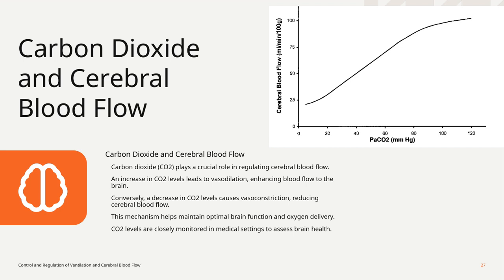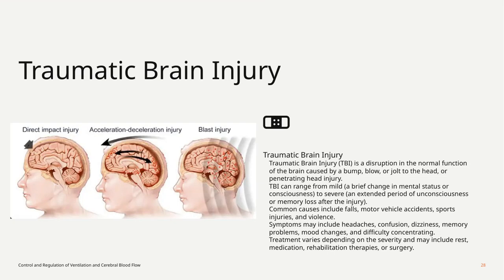On the other hand, if CO2 levels decrease, the vessels constrict or become narrower, reducing blood flow. This mechanism is essential because it helps the brain maintain optimal function and oxygen delivery under different conditions. In medical settings, we closely monitor CO2 levels because they give us valuable insights into brain health and how well the brain is being perfused. So, in essence, CO2 acts as a key regulator, adjusting blood flow to meet the brain's needs and ensuring it functions smoothly.